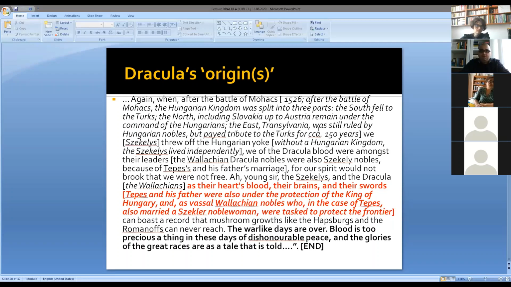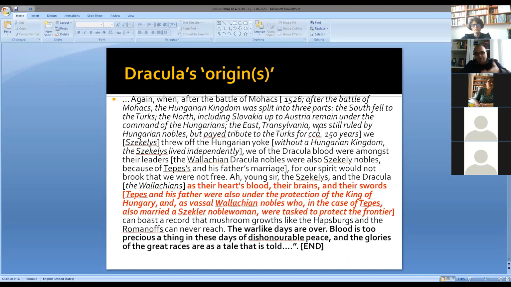"For our spirit would not brook that we were not free. Ah, young sir, the Székelys and the Dracula, as their heart's blood, their brains, and their swords," probably the Wallachian here referred to, because here Țepeș and his father were also under the protection of the King of Hungary, and as vassal nobles, who in the case of Țepeș also married Székely noblewomen, they protected the frontier.